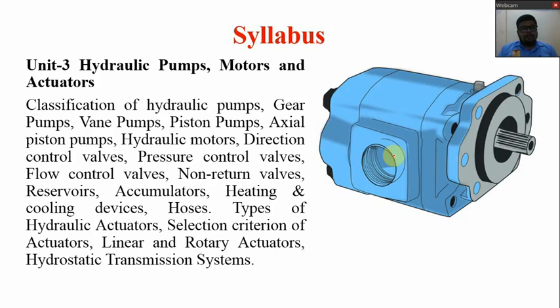The third unit includes hydraulic pumps, motors and actuators. Hydraulic pumps and motors are generally used for the flow of the hydraulic fluid, so we will go through the classification of different types of hydraulic pumps like gear pumps, vane pumps, piston pumps and axial piston pumps. Then we will also go through hydraulic motors and different types of direction control valves.